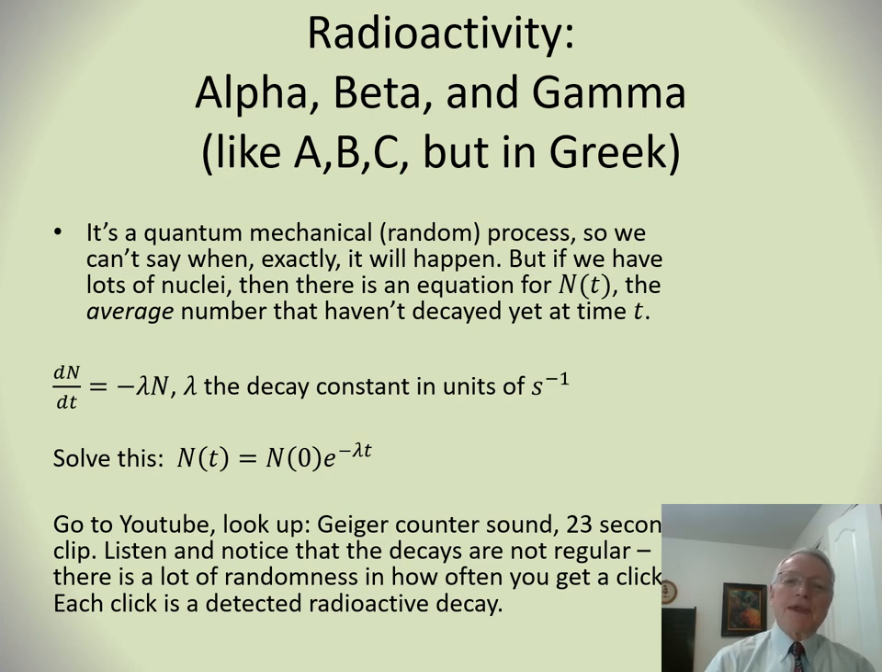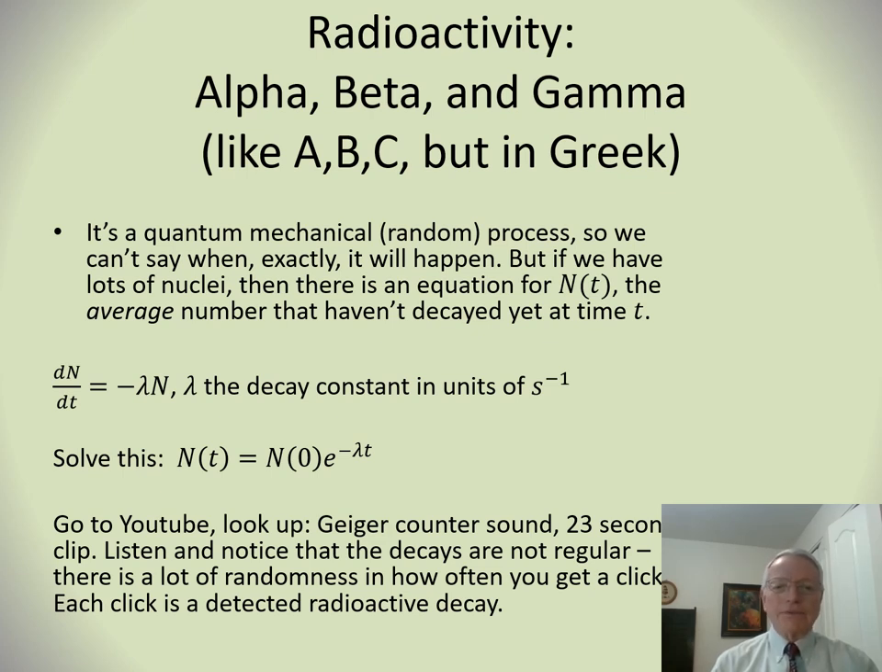It says if you have a radioactive particle and you've got a bunch of them, then if n is the number of radioactive nuclei that you have, the time rate of change, dn dt, of this number is equal to minus a number, lambda, called the decay constant, with units of 1/seconds, times the number of particles that you have. So the rate of change of the number of particles in this sample is equal to minus lambda times the number that are already there.